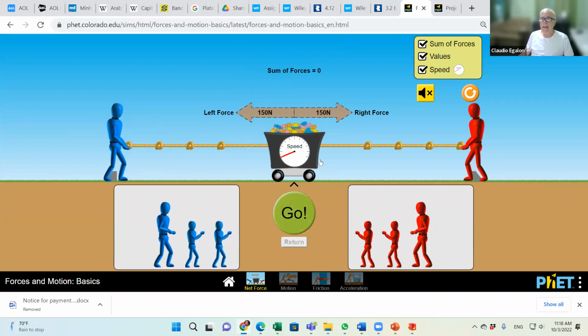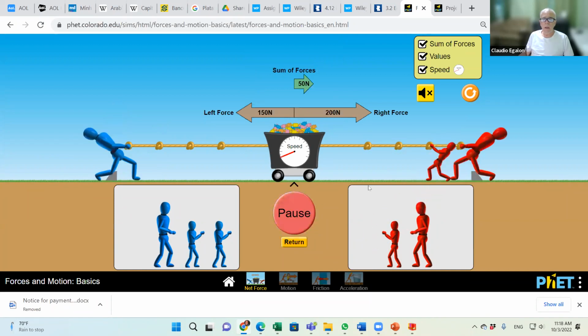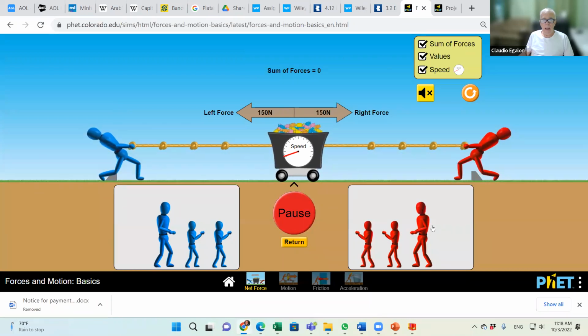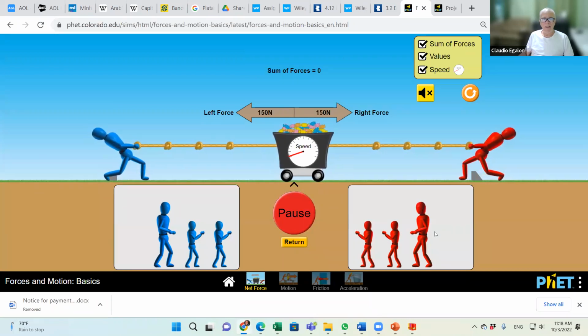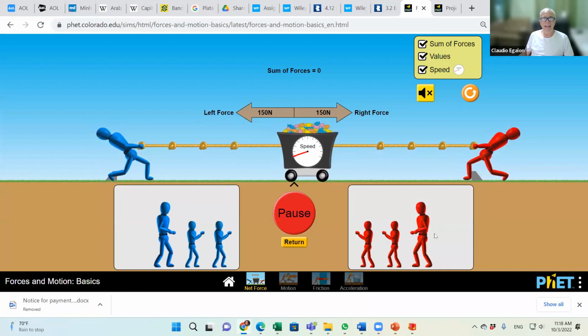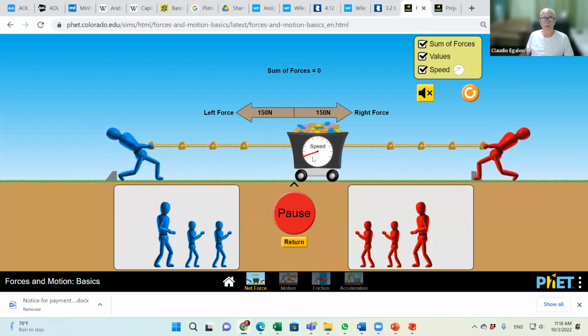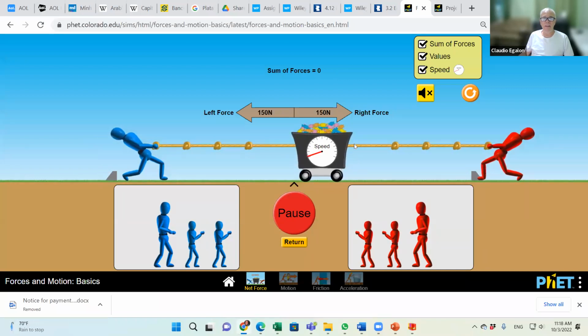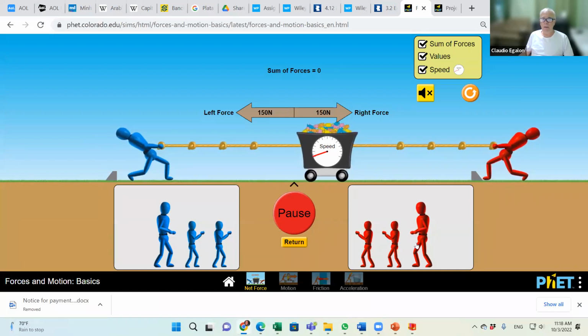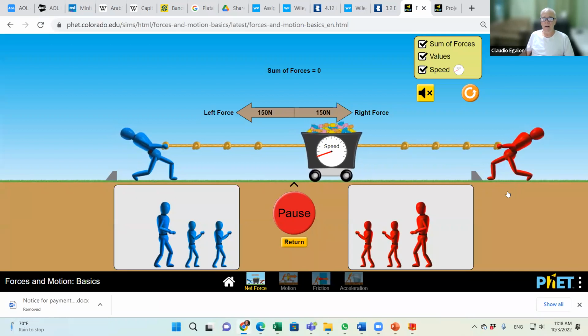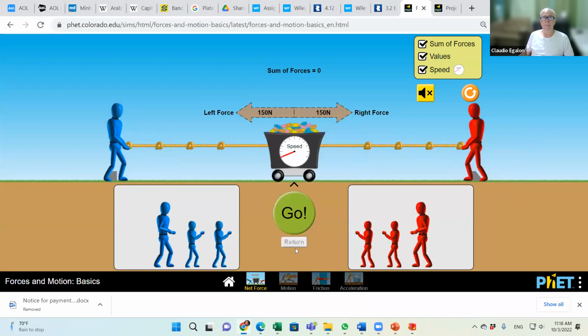Let me see if I can give them a little push. Okay. Did you see what I did? Net force is equal to 0, but the cart is still moving. See that? That's the second part of Newton's first law. Let's do that again. Return, right? So what did I do here? Right now, the net force is equal to 0.